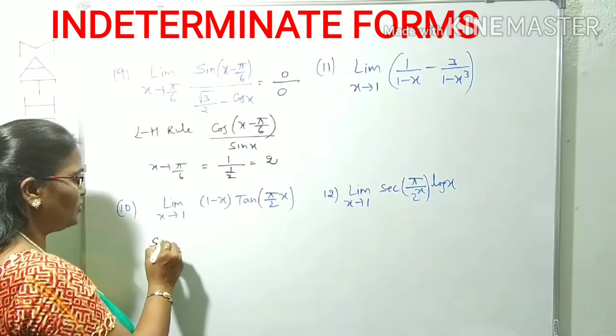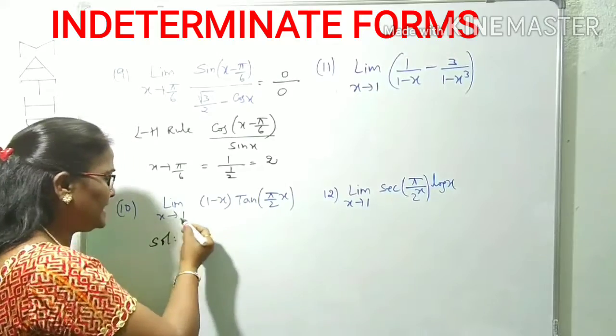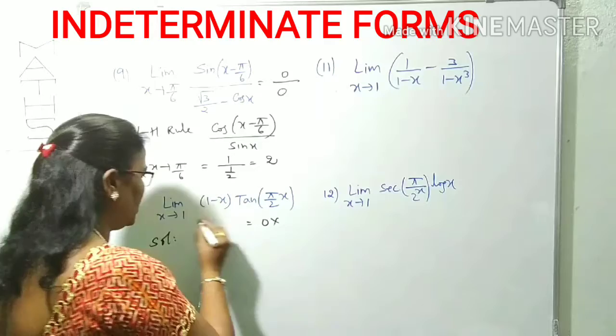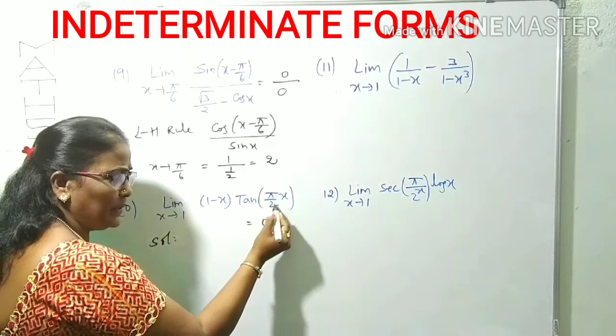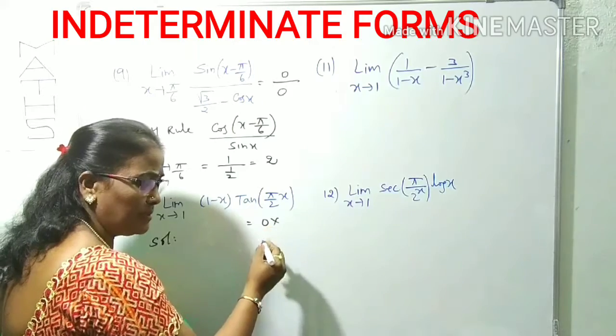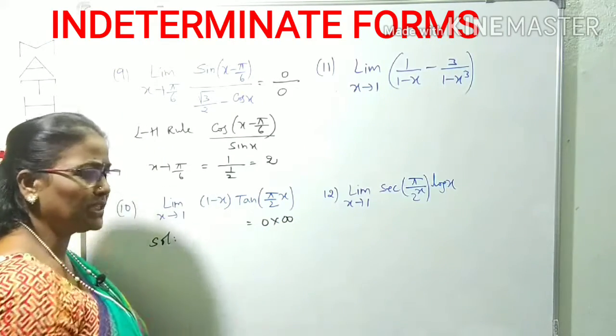Now come to the next question. The solution for this is also very simple. What is the form? First we can look at x tends to 1. What is the first term? 1 minus 1 is 0, right? Into x is 1, so this is tan of pi by 2 into 1, which is pi by 2. Tan pi by 2 is out. What is the value of tan pi by 2? Yes, infinity. It is clearly in the form of 0 into infinity.